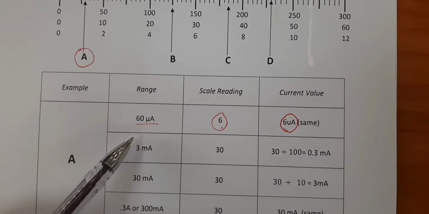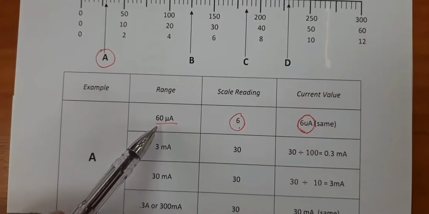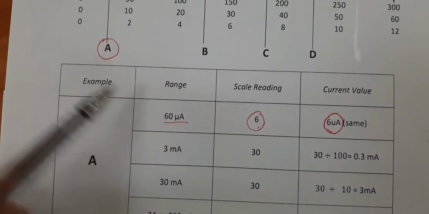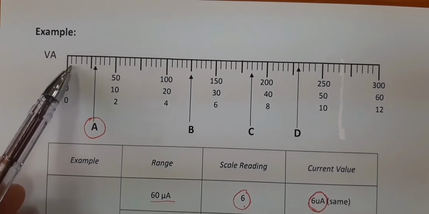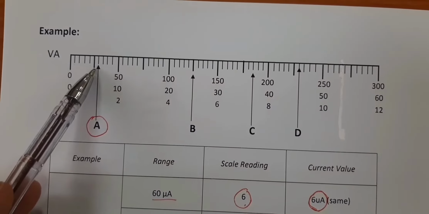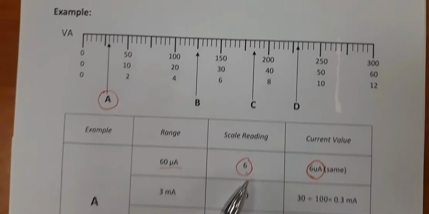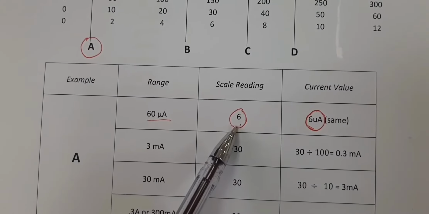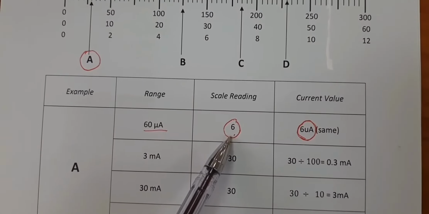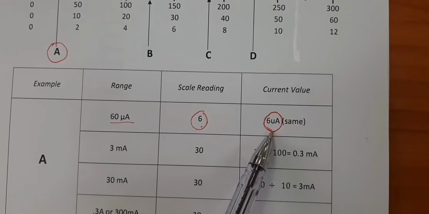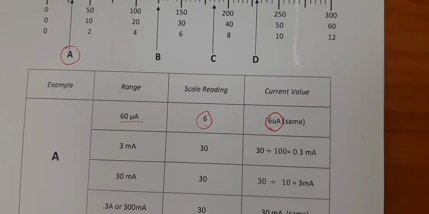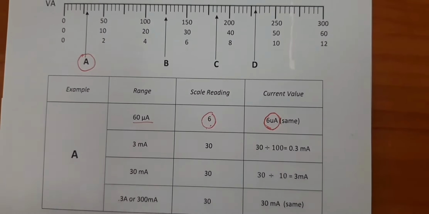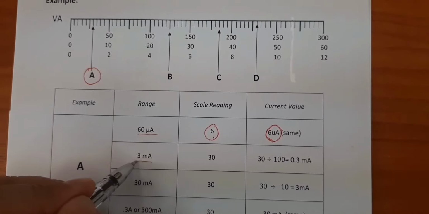Again, for 60 microampere, we will just count every line as 1, like 1, 2, 3, 4, 5, 6. The scale reading is 6. The final reading is 6 microampere. That's it. Next, we will proceed to range 3.